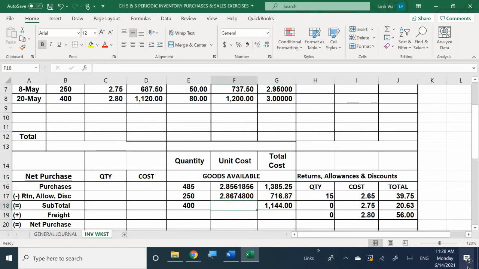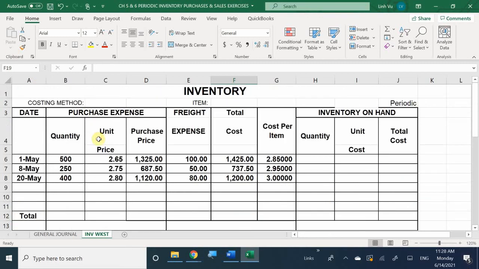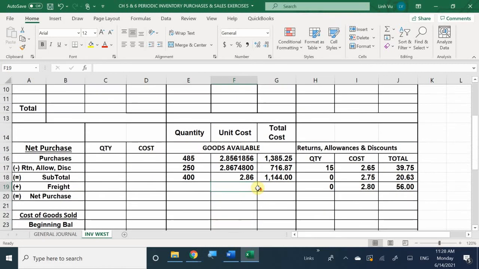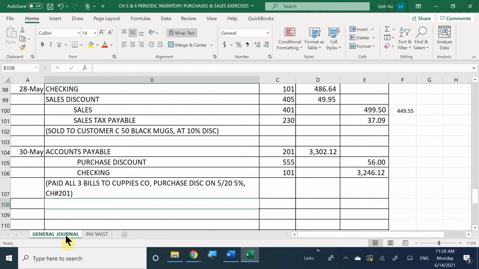Okay. And then once again, I'm going to go ahead and determine my cost per item here, because when we're selling them out and we calculate our cost of goods sold, we have to determine them in batches because our costing method is LIFO. Okay, so there we have it. The numbers are here. This is your goods available. Okay, so we finished our journal. This is what we're paying for the grand total of $3,246.12.